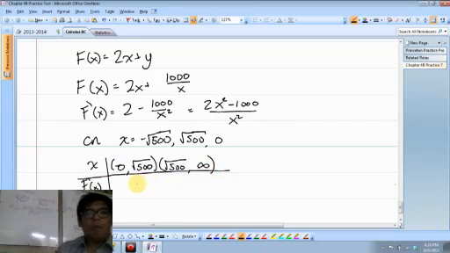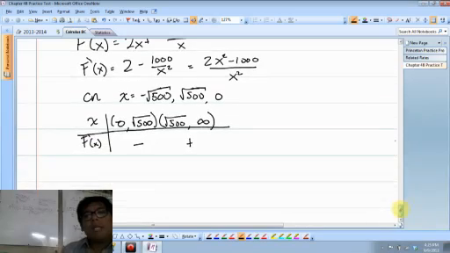So if I look at a number in here, let's put in 1. 2 times 1 minus 1,000, yeah, that's negative. Put in a number here, let's say a million. 2 times a million squared minus 1,000, that's positive. So it looks like, yeah, we have a relative minimum.